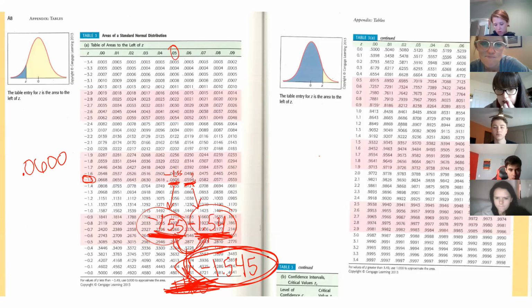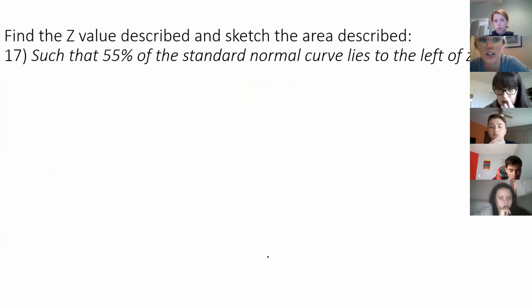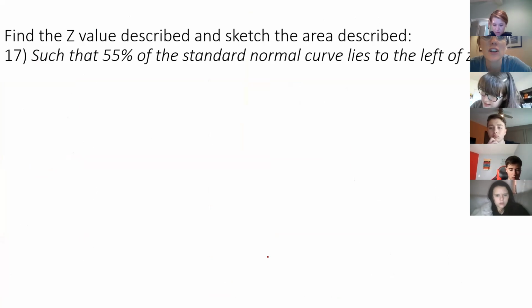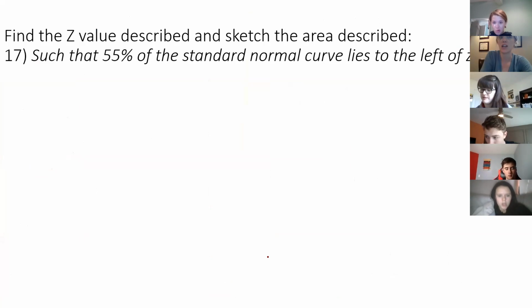Okay. Let's do the next one. All right. So you are finding the z-value described and sketching the area such that 55% of the standard normal curve lies to the left of z. So this is another lefty. What are you looking for in the table?